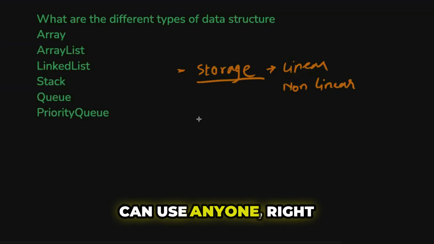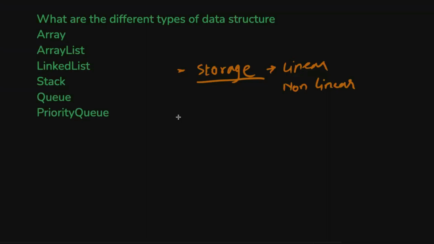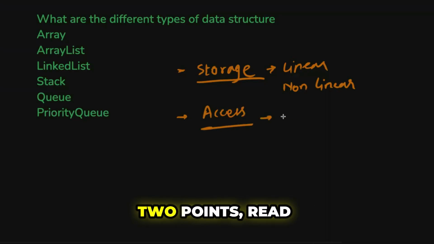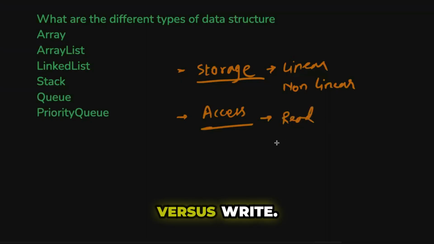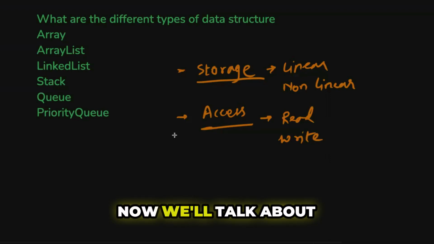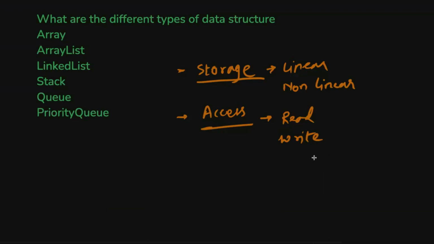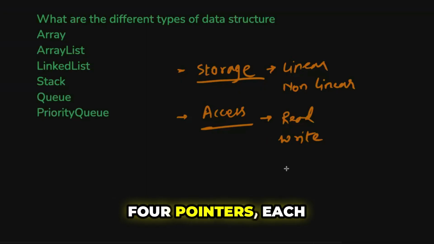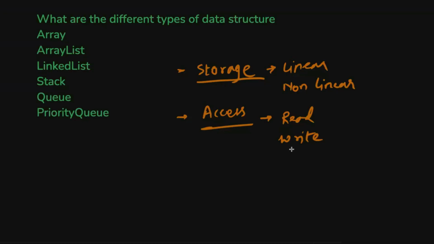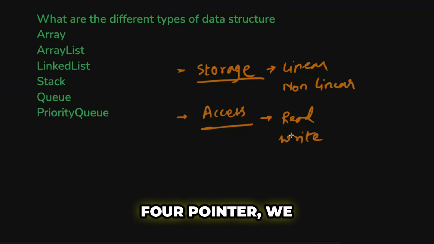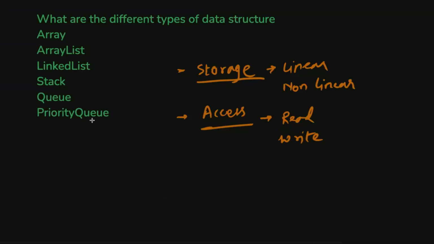Which one we use, we can use any one. But for our specific use case, which one we use depends upon how we are going to access that data. That is the next point. Now accessing is divided into two further points: read versus write. Now we'll talk about these four terminologies, and considering these four pointers, each of these is very important. Considering these four pointers, we choose the right data structure.